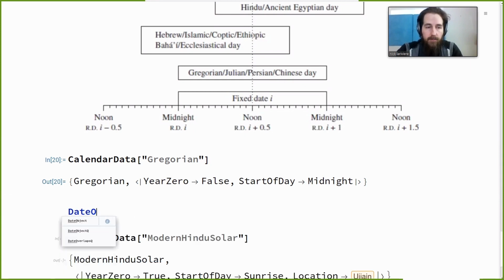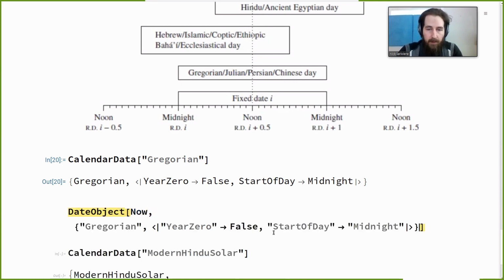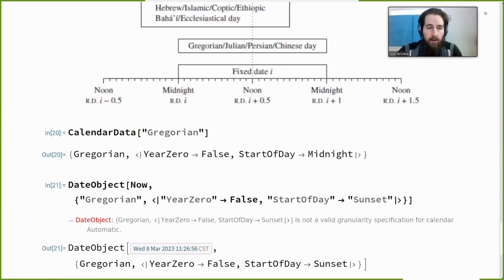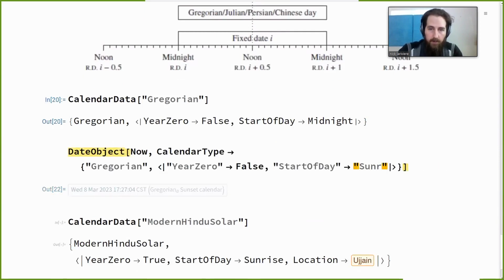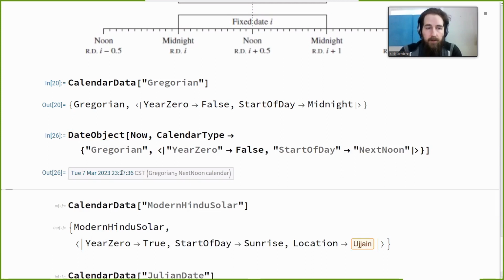So if I say I want a date object for now, but I want the calendar type to be a day that starts at sunset instead, we can see that our calendar type is set to begin at sunrise and sunset. Our reference point for how far we are into the day will actually be different. If the day started at sunrise, we're only 5 hours into the day currently. If the day starts at sunset, then we are farther along than we are with a day beginning at midnight. You can also have noon. If the day begins at noon, then we are about 30 minutes away from the day rolling over.